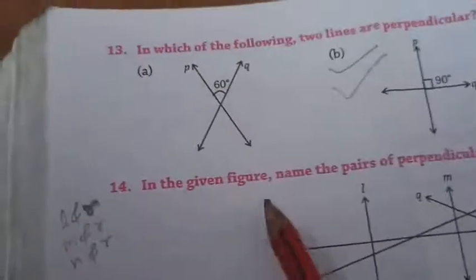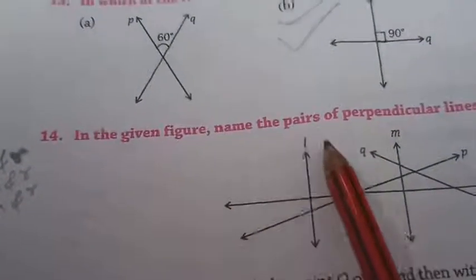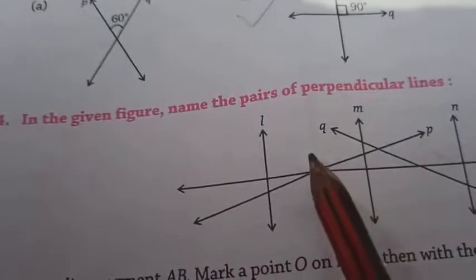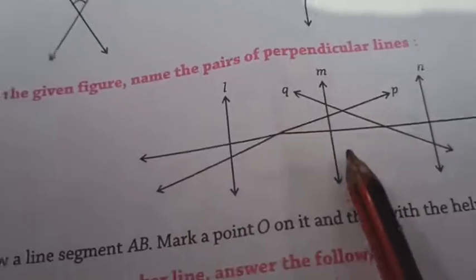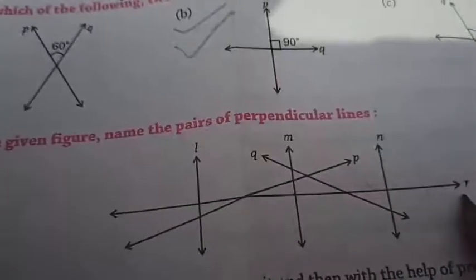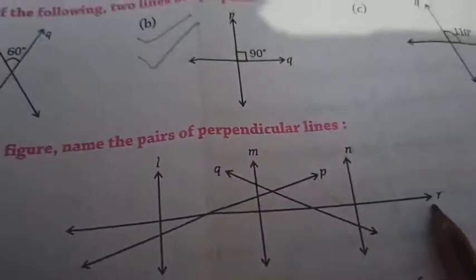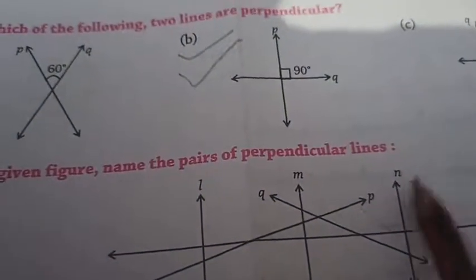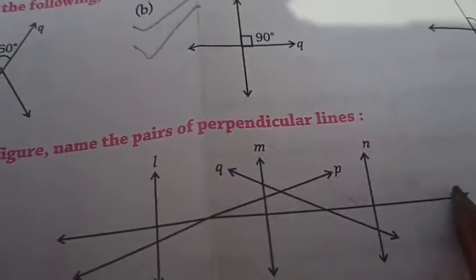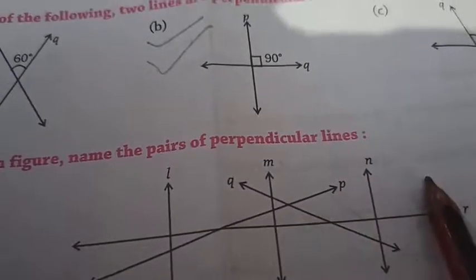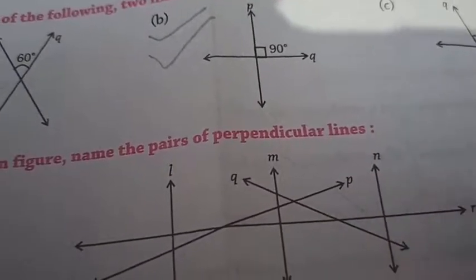Okay, again in problem number 14, in the given figure, name the pairs of perpendicular lines. So here you can see in this figure that L is perpendicular, but to which line? Here it is line R. So L is perpendicular to line R, and M is perpendicular to line R, and N is perpendicular to line R. So L, M and N are perpendicular to line R.